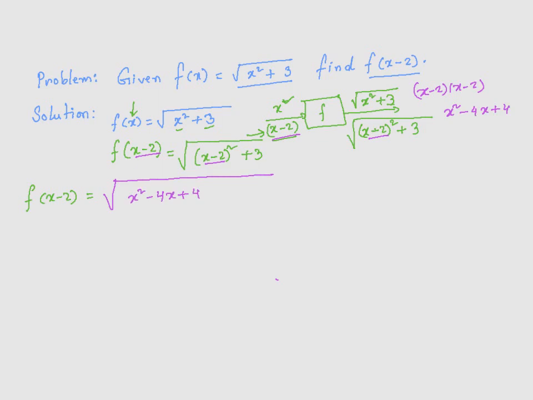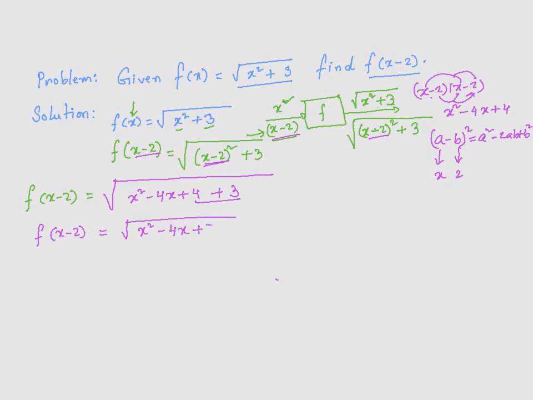And also you could use the formula for a minus b whole squared, which is a squared minus 2ab plus b squared. In this context, a is x and b is 2. You can plug in these values, or you can just FOIL it: x times x is x squared, x times negative 2 is negative 2x, negative 2 times x is negative 2x, negative 2 times negative 2 is 4. So this is what we get from this. Then I add 3 to it. Now f of x minus 2 is equal to the square root of x squared minus 4x. 4 plus 3 is 7, and that should be your answer.